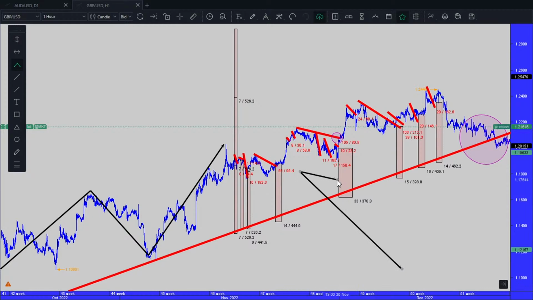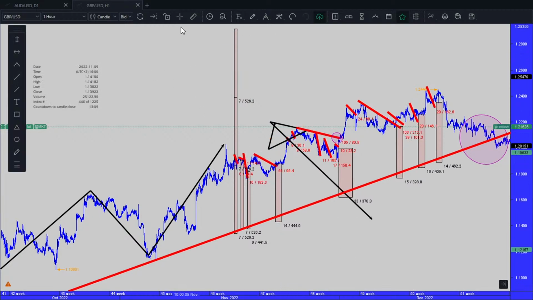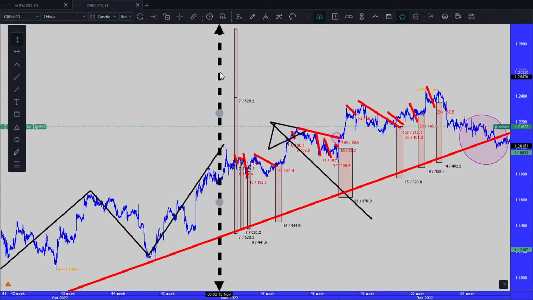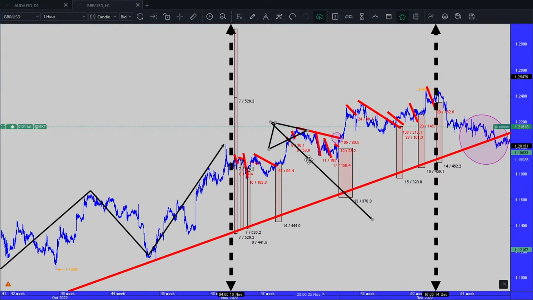So here is the question. All of those entries, starting from this vertical line to this vertical line, would they be in profit or loss?